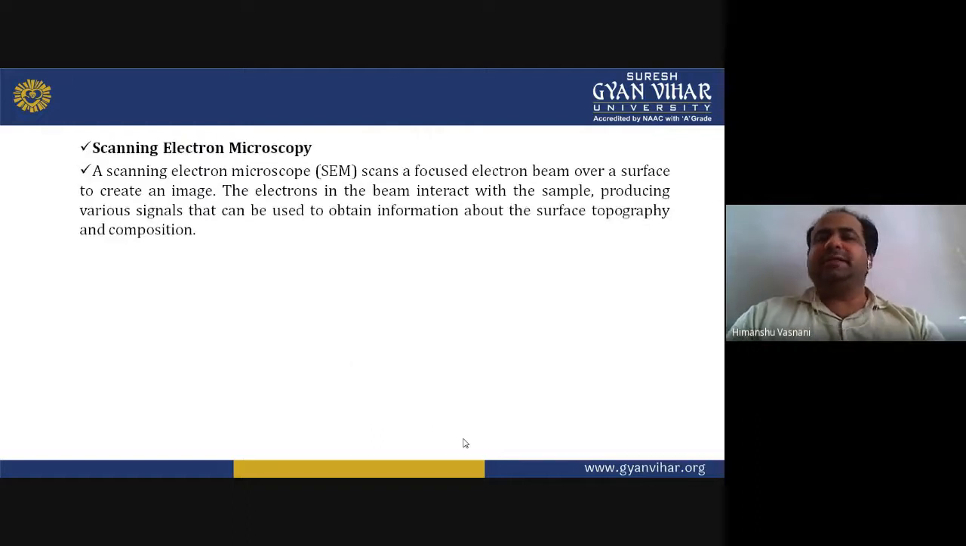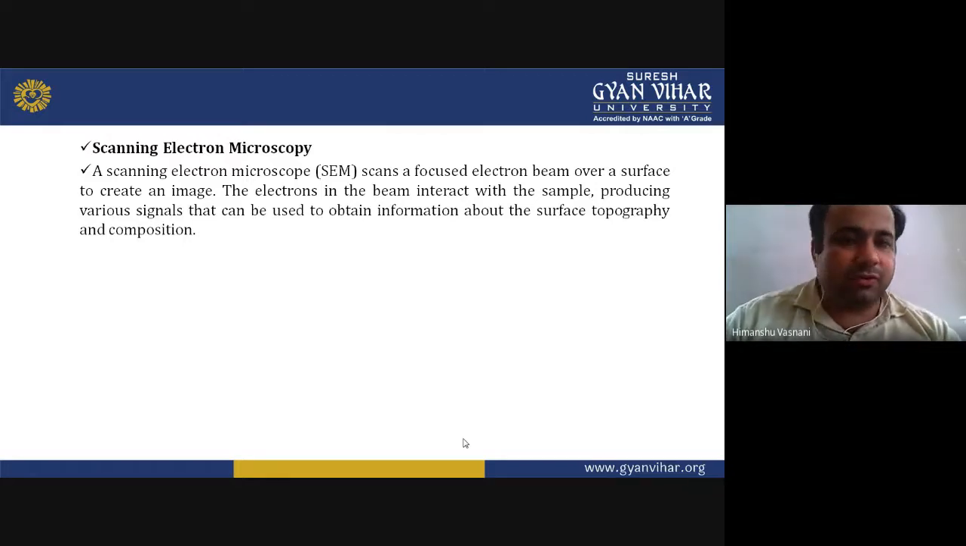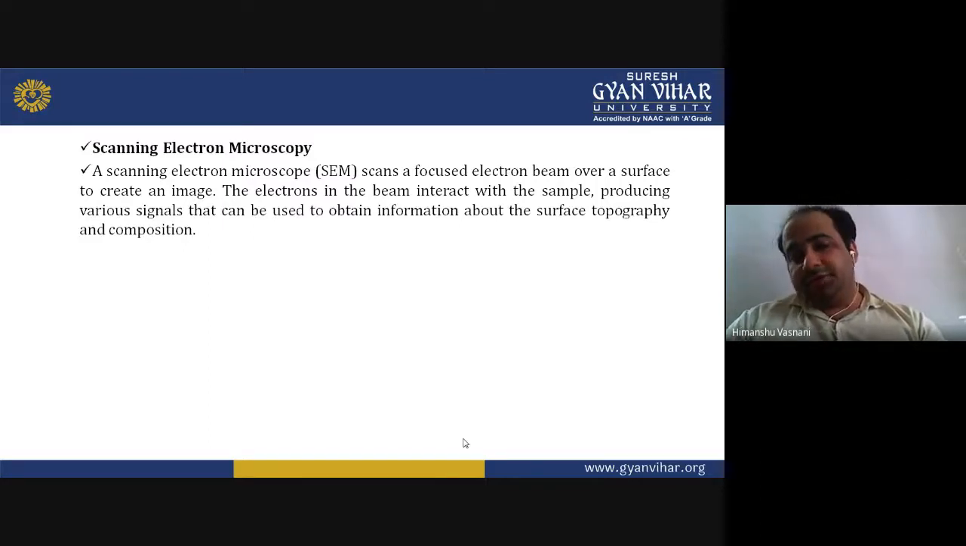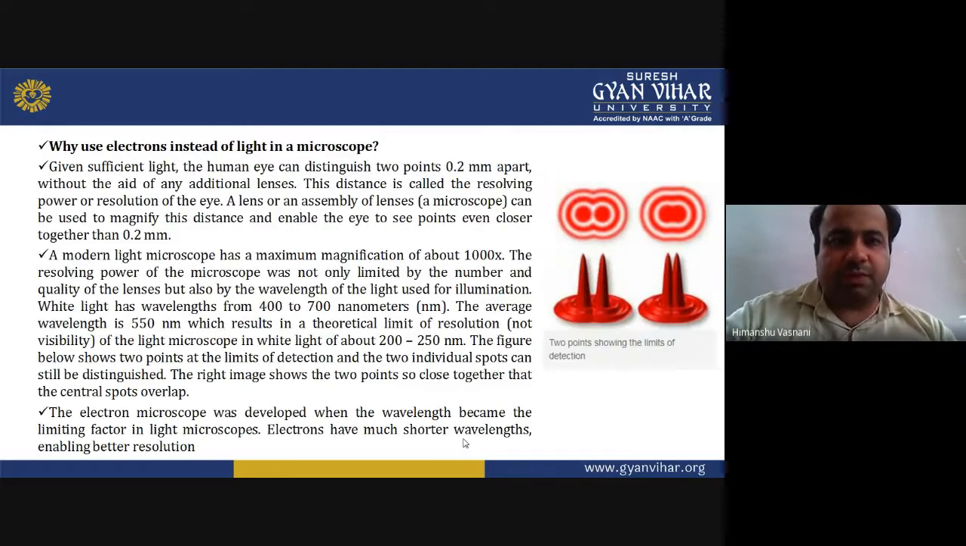Now let's discuss the SEM test, that is scanning electron microscopy. This is a very important test when you study the microstructure of the material. Scanning electron microscopy scans a focused electron beam over a surface to create an image. The electrons in the beam interact with the sample, producing various signals that can be used to obtain information about the surface topography and composition.